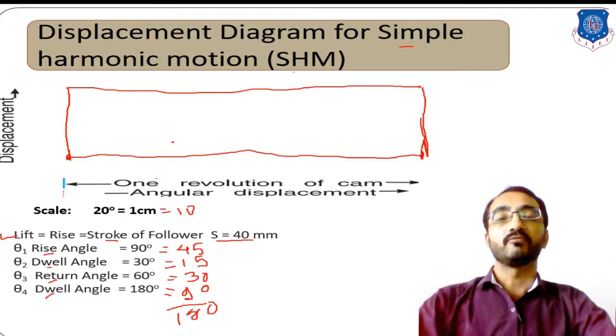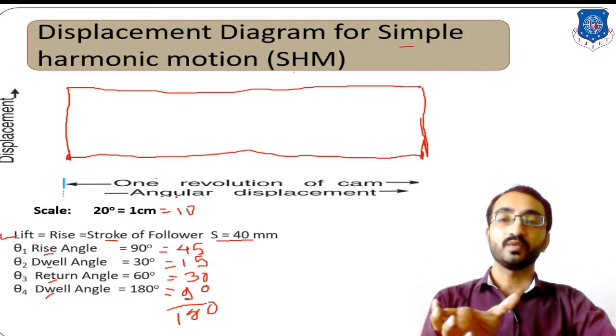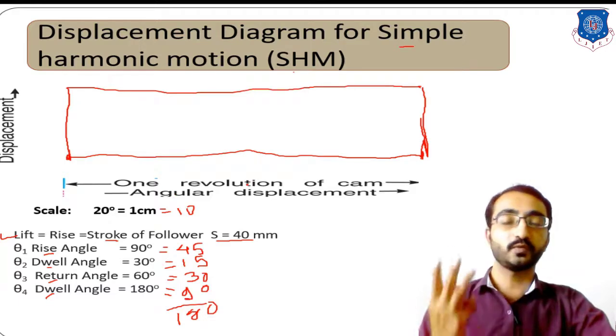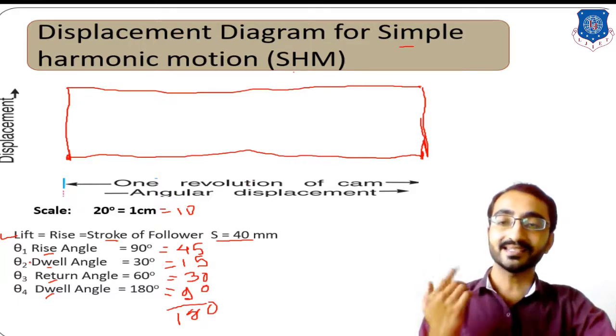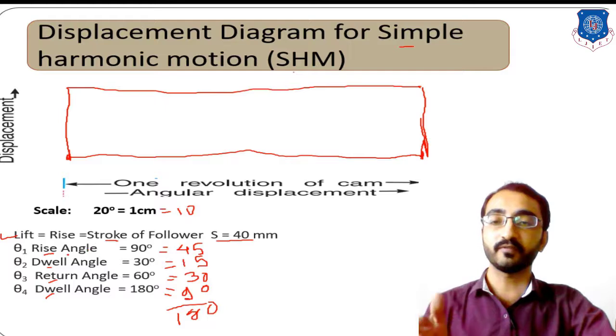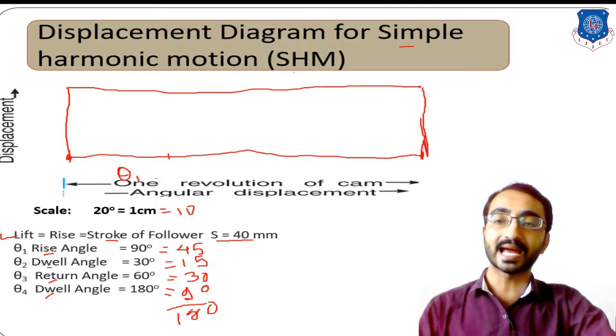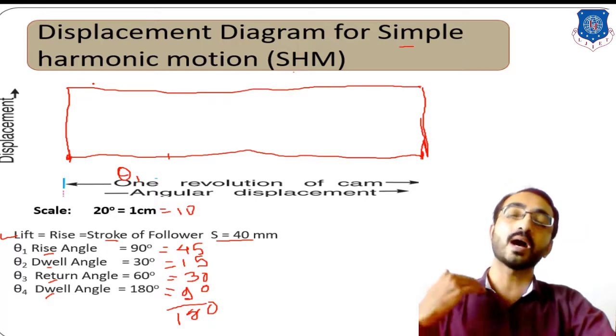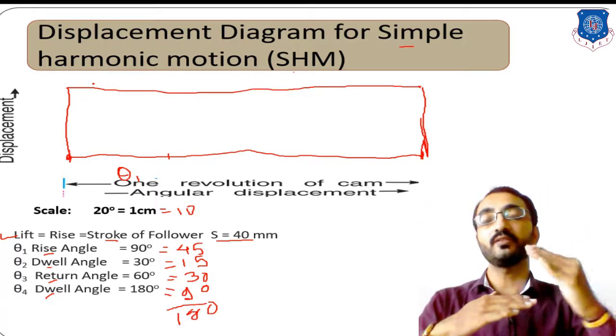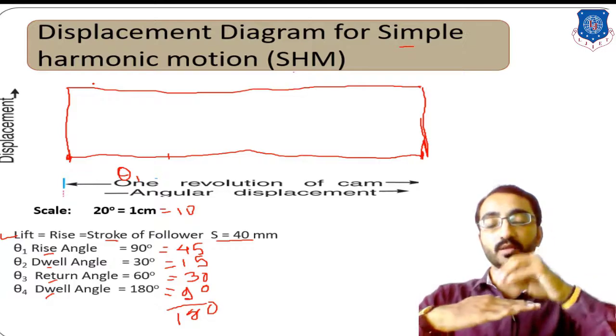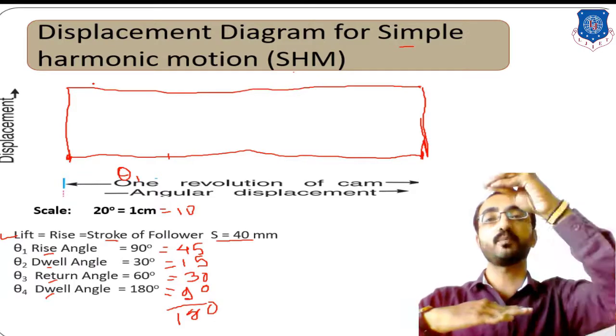Now we divide this rectangle, representing one revolution, into four intervals: rise, dwell, return, and dwell. The first rise phase is 45 mm. Let's consider this first 45 mm distance, represented by theta 1. We can say rise, or the outer stroke, in which the follower is moving from the bottommost position to the topmost position.